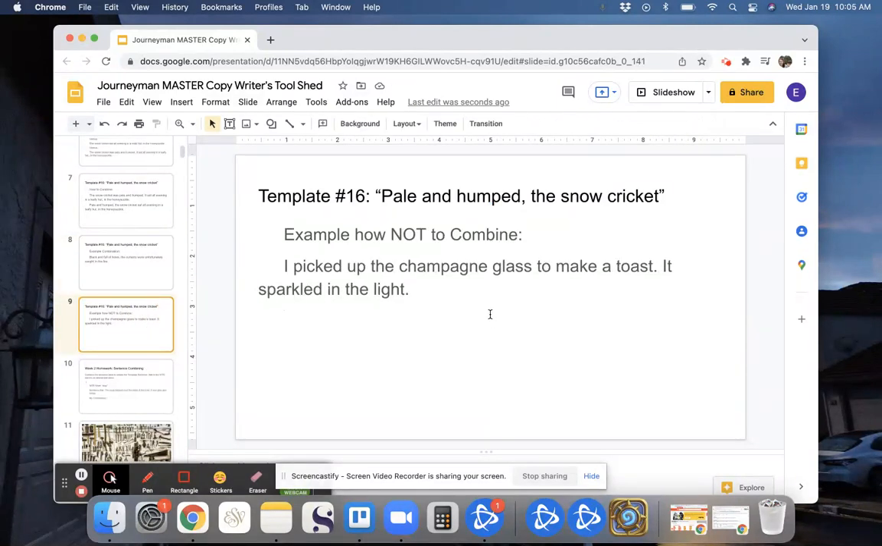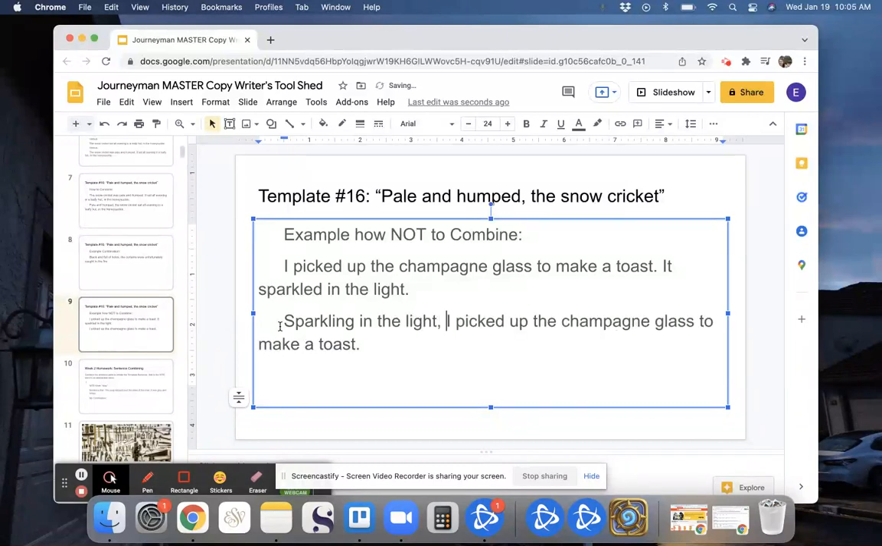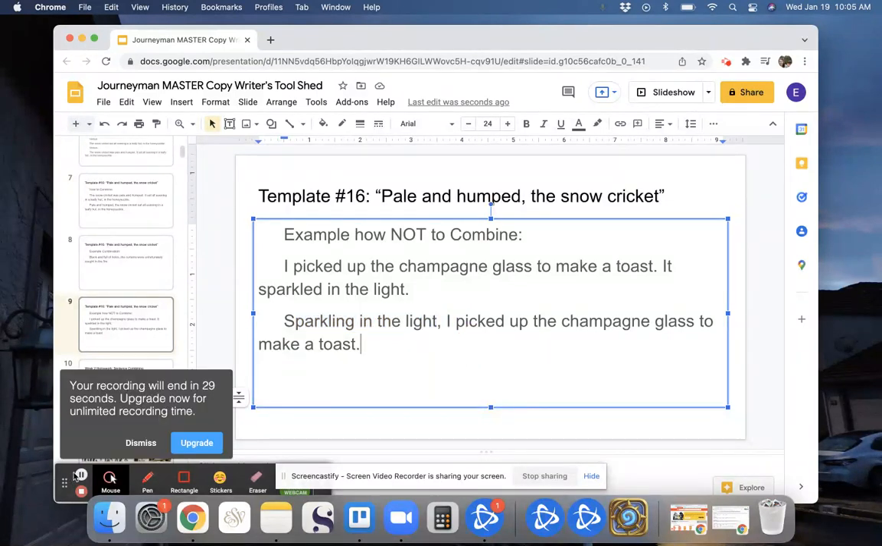But you have to be a little bit careful when you do this. So this is an example of how not to combine. I picked up the champagne glass to make a toast. It sparkled in the light. If I were to do the same thing as I did with the last one, I would use my subject and verb, I picked up the champagne glass, and then I would find my adjectives and put them at the beginning. So I might say, sparkling in the light, I picked up the champagne glass to make a toast. Wait a second. Who's sparkling in the light in this sentence? It sounds like I'm sparkling in the light, as if my face is shiny or something. And so I didn't want that. I didn't want me to be sparkling in the light.